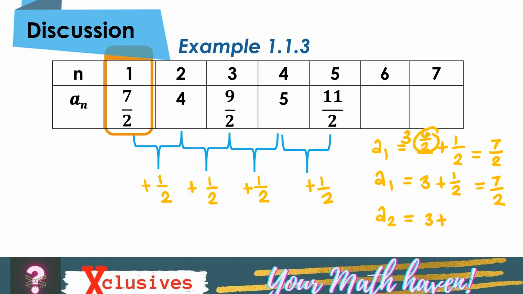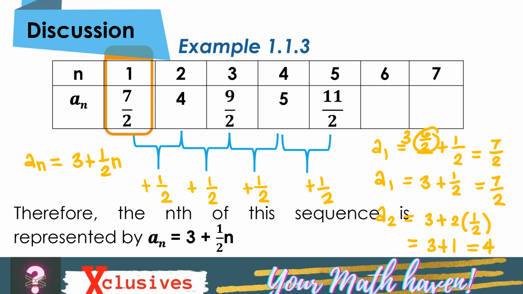3 plus this time there are 2 1 halves. So 3 plus 2 times 1 is 2 divided by 2 is 1. And that's why you got 4, which is right. Now I think we can write the rule. That is a sub n is equal to, our constant number is 3 plus 1 half n. Okay, that's it. Therefore, the n term of the sequence is represented by a sub n is equal to 3 plus 1 half n.